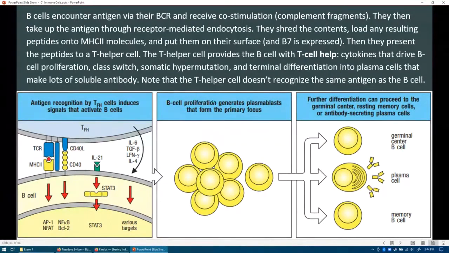Note that the T helper cell does not recognize the same antigen as the B cell. The T helper cell responds to MHC2, loaded with a specific peptide. That is the antigen for a T helper cell. A B cell's antigen can be any molecule, literally any molecule, with the exception that it has to be foreign. Okay, it usually can't be a self molecule. It has to be foreign. Otherwise, you're looking at autoimmunity.